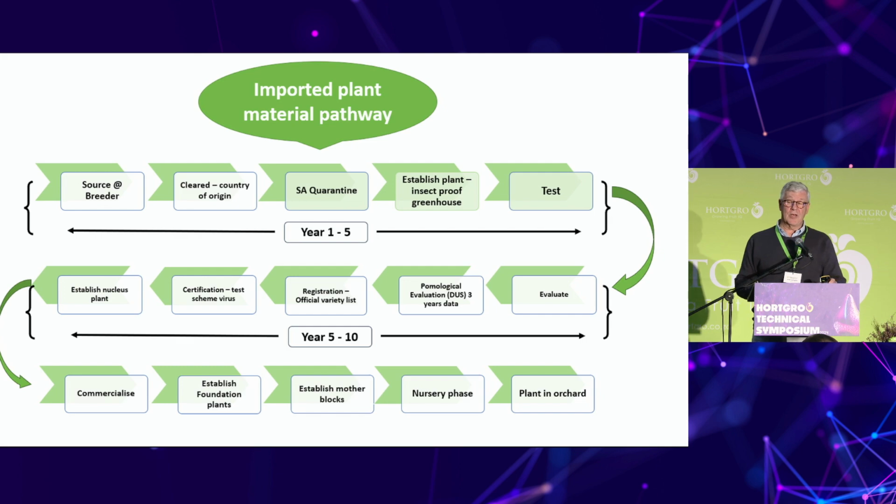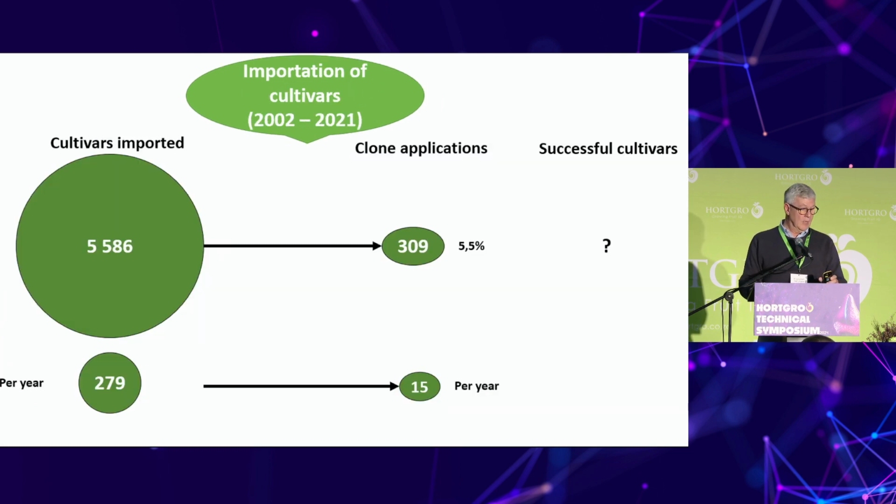Then it goes through an evaluation process, and if you want to register it on the official variety list, you need 3 years of data to go through the DUS, and that means that the cultivar you bring in needs to be distinct. It must differ from its neighbour. It needs to be uniform and it needs to be stable. So those are the things that need to happen, and only then do you start entering into the certification process. So this is a long process, it's a deep process.